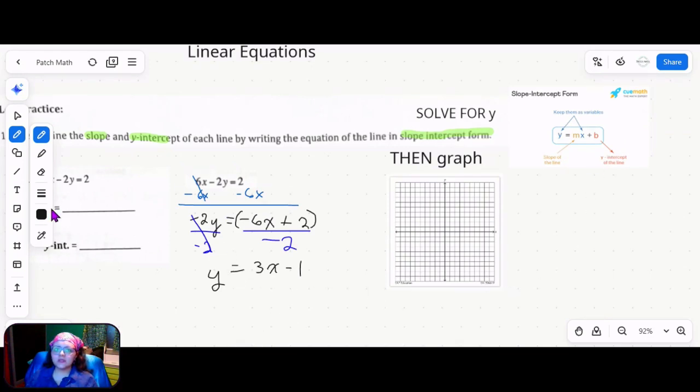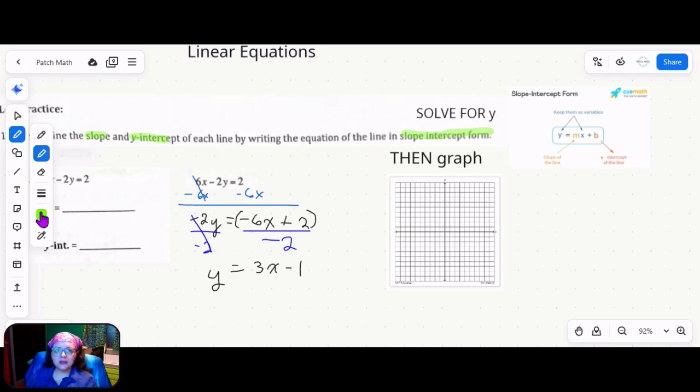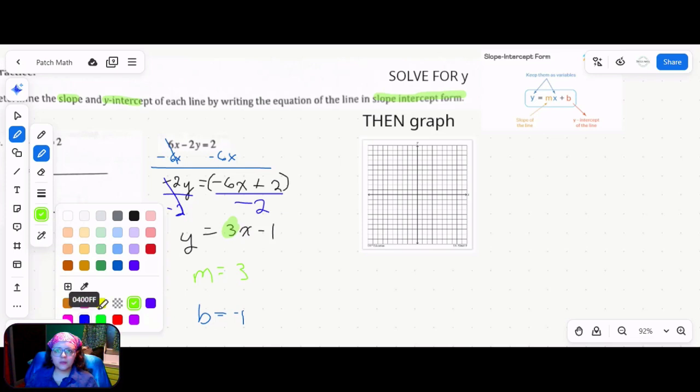y equals mx plus b. That allows us to quickly see our m. M equals 3 here. And our b. In this case, b is equal to negative 1. We do take the sign that is in front of the number with it.